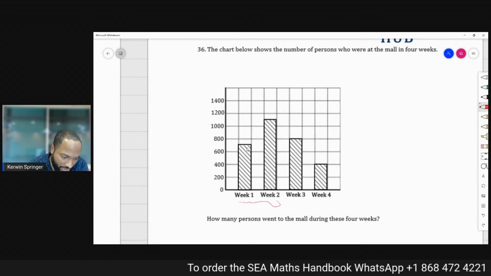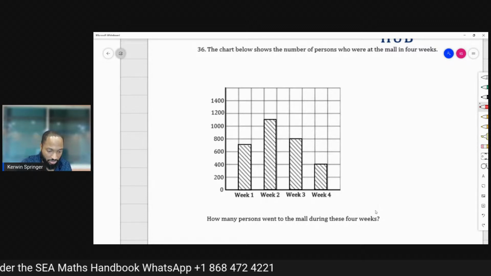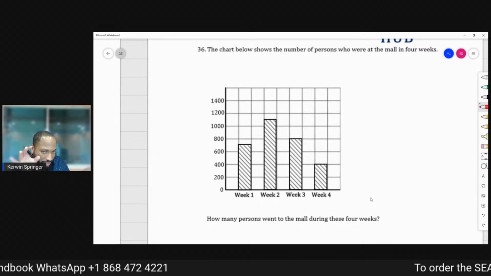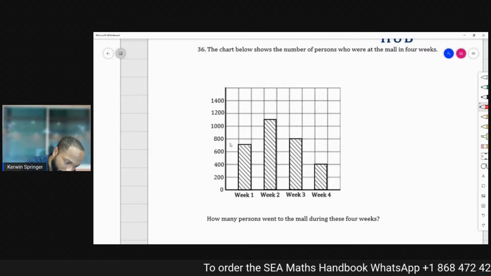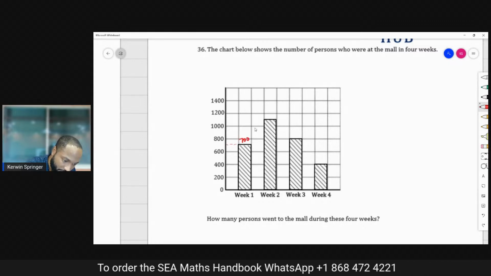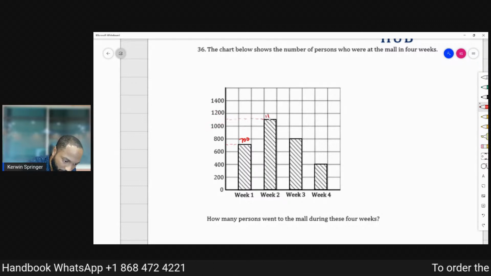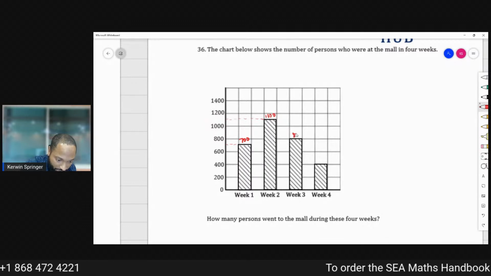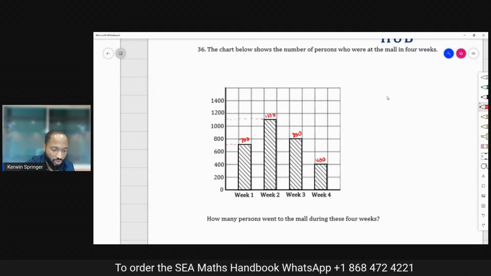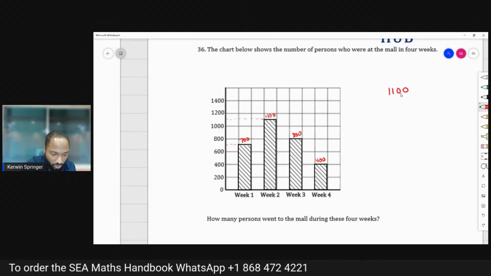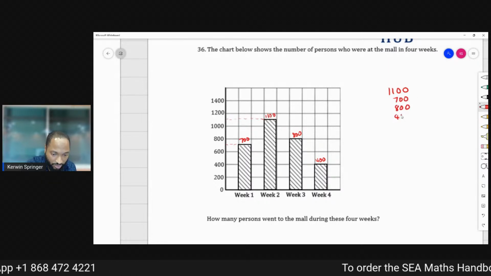All right, so you have 4 weeks. So how many people in total? What I like to do when they want me to do a little totaling is figure out each one and write it here in pencil on top. So that's looking like 700. And in between 1,000 and 1,200 is 1,100. And this is 800. And this here is 400. You all know how to read your bar graphs. So now you do a little addition: 1,100, that's week 2, plus the 700 from week 1, plus 800 here, plus 400 there.